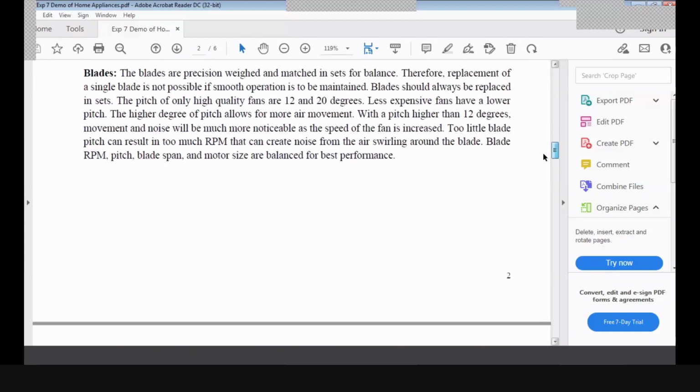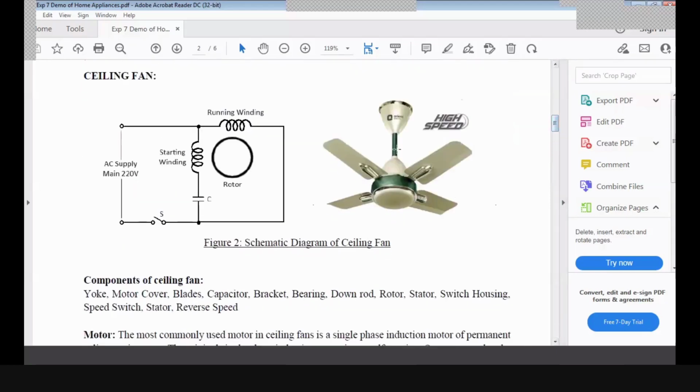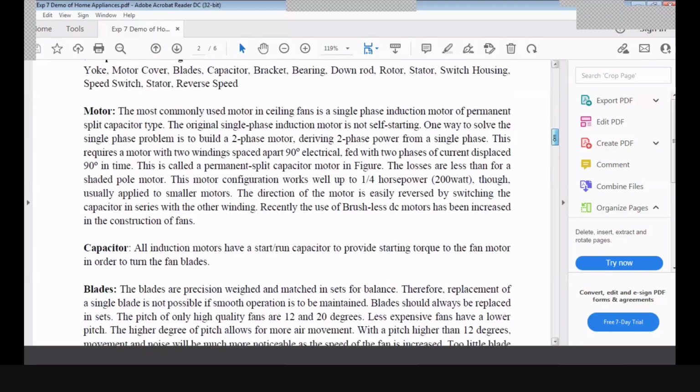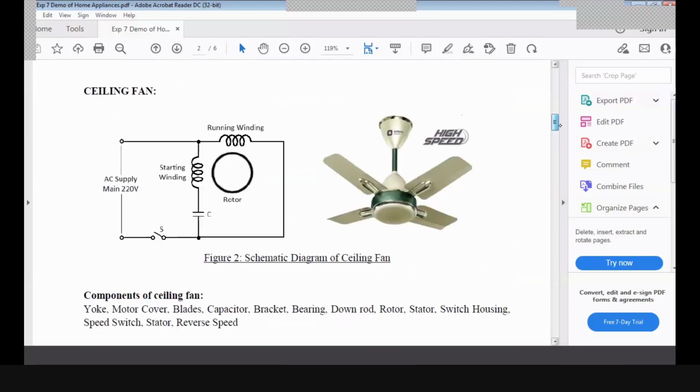Okay, so now we talked about the motor of this fan. Now we will talk about the blades, right? So the blades of this ceiling fan, you can see here, are suppose 4 blades, right? These are precisely weighed and matched. And if you want to change any blade, you cannot change any one blade, right? You need to change the blades in sets. Okay, so these blades are fixed with a particular pitch angle, right?